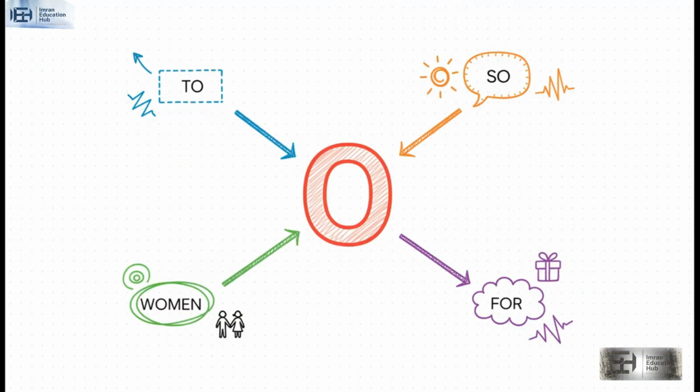Let's just take one simple letter, the letter O. Okay, in the word to, it makes an oo sound. In so, it's an o sound. We already saw in women, it makes an i sound. And in for, it's more of an or sound. I mean, come on, that's one letter with four completely different sounds.